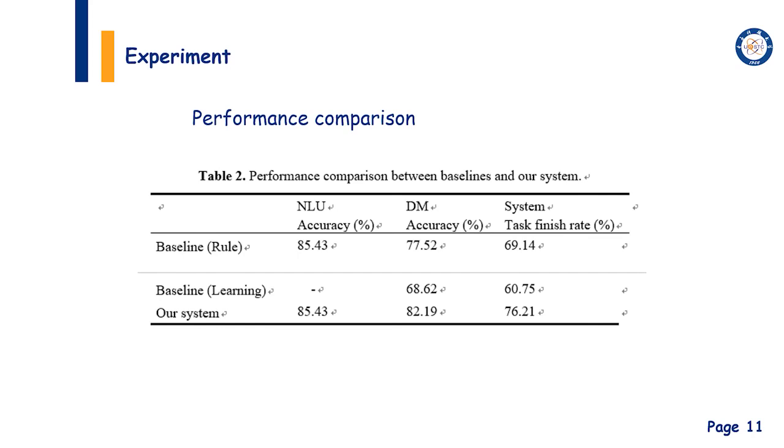Compared with baseline rule, our system achieves an accuracy gain of 4.67% for the DM module and 7.07% improvement on the task finish rate. Compared with baseline learning, our system achieves gains of 13.57% and 15.46% for DM accuracy and task finish rate, respectively. The inefficiency of the baseline learning system is due to the fact that there is not sufficient labeled training data to fully train the model.